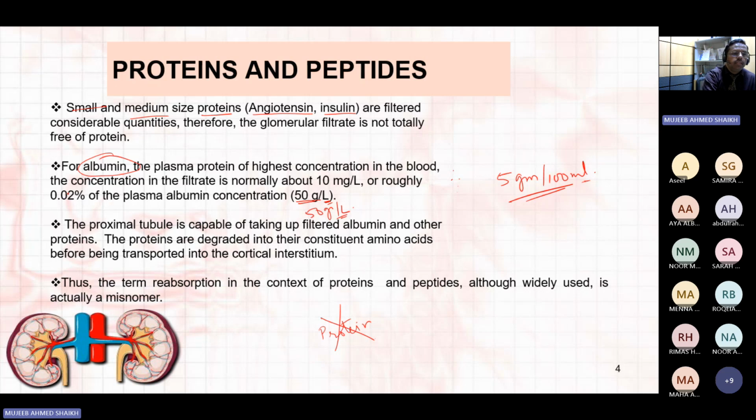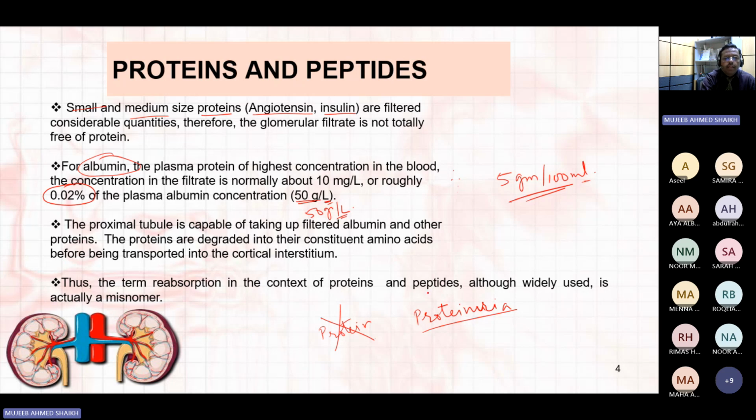Out of that, only 0.2% will be filtered and present in the urine. So a very, very minute quantity of protein is present in the urine. But if it appears in large quantity, then we call this condition proteinuria. Proteinuria is a condition where the urine contains a substantial amount of protein, which can be easily detected by analyzing it.